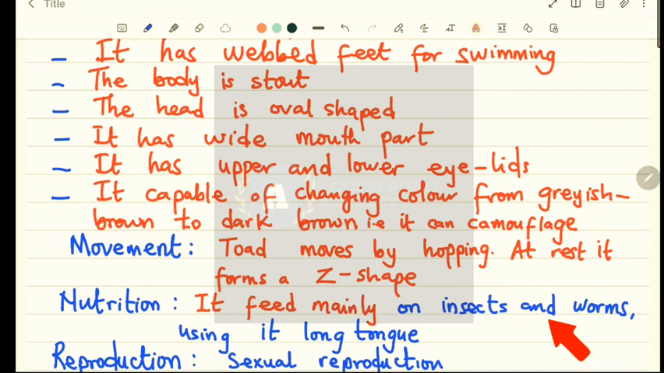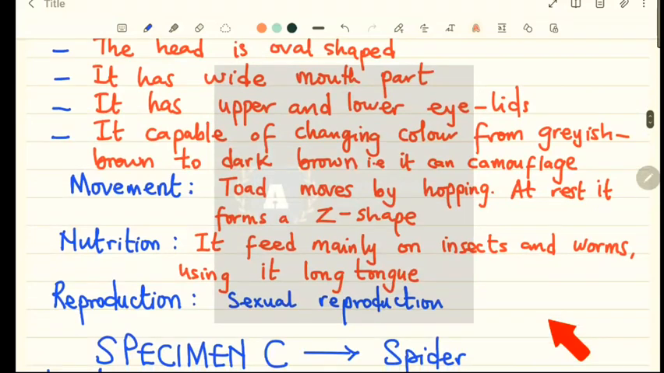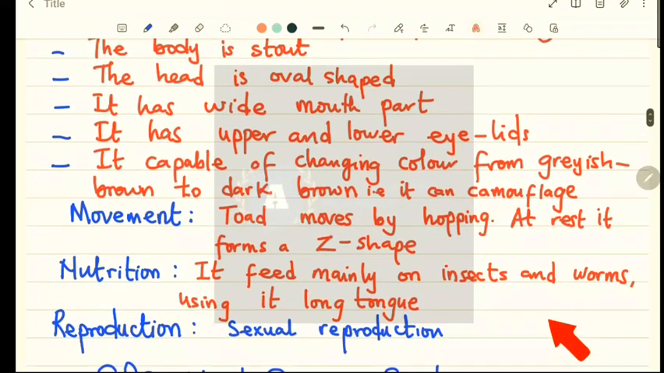So how does it feed? It feeds mainly on insects and worms. Using its tongue, it brings out its tongue and uses it to feed on insects and worms. The kind of reproduction in toad is sexual reproduction. We have the male and the female toad. The male toad is big.